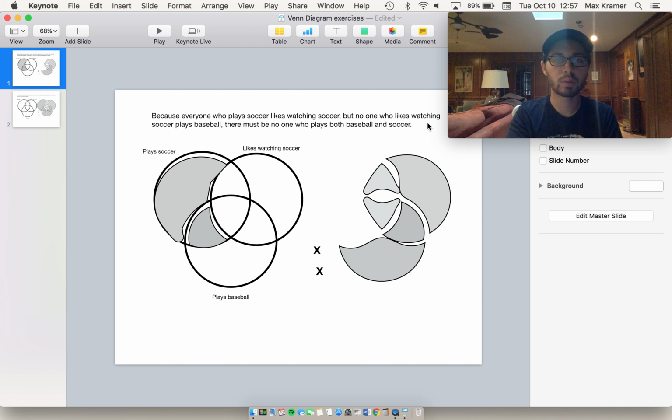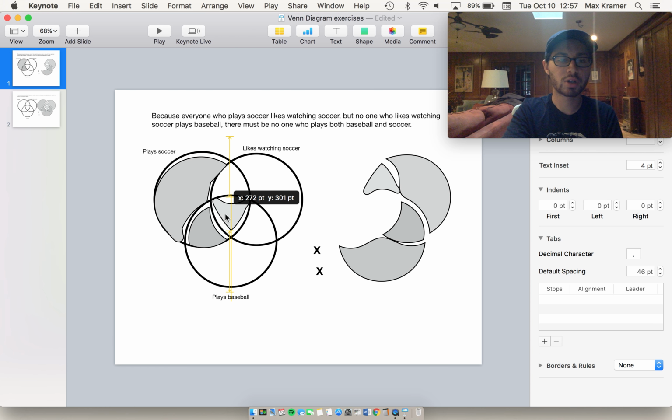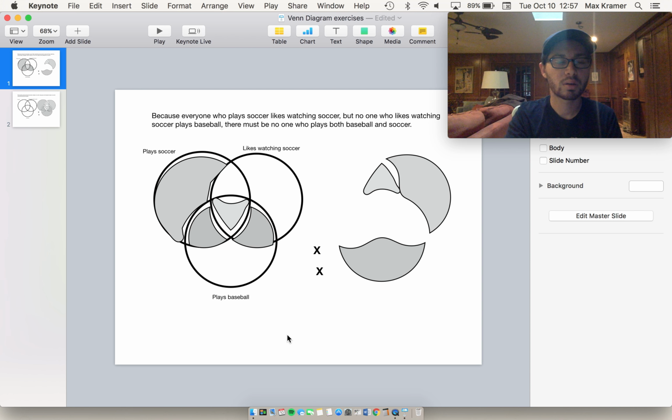So that says that everyone who plays soccer likes watching soccer. Now we've got no one who likes watching soccer plays baseball. So likes watching soccer, plays baseball, and when it says that no one does both, basically, we need to make sure that we blot out that intersection there, which means blotting out these two parts, the junctions where these two categories overlap. And so we're left with this as the Venn diagram.